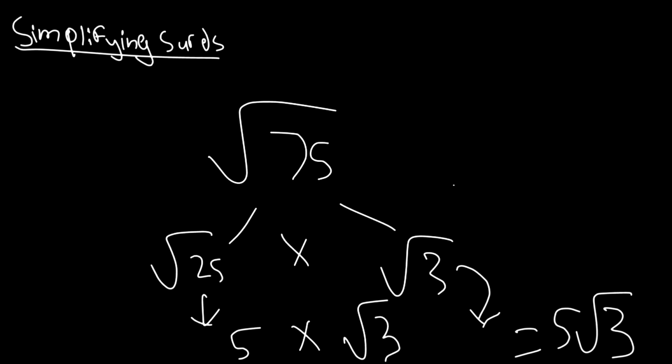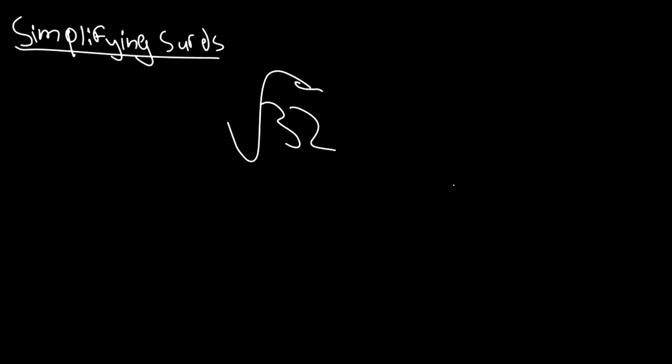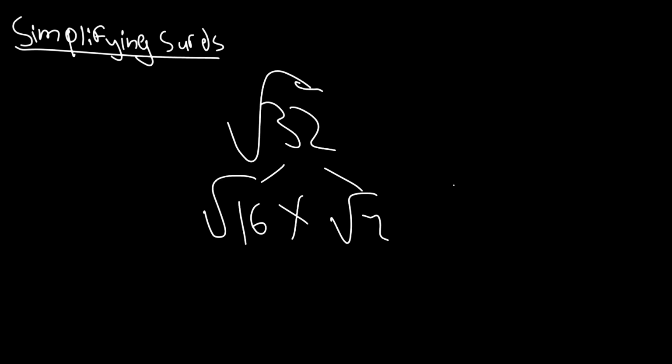I'll do another example right now. So another example would be root 32. If they ask you to simplify the surd, same thing. Step 1, you split the surd into 2 numbers. One, which is a surd, so for example, let's say root 2, and the other, the root of a square number, so let's say root 16. Then make sure they multiply together to give you that surd. So root 16 times root 2 gives you root 32.